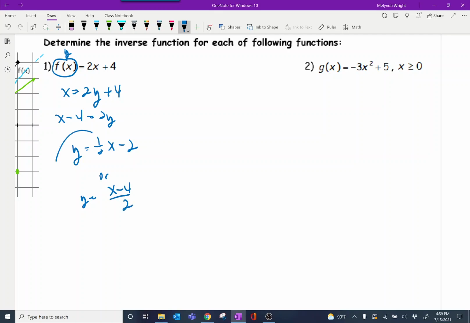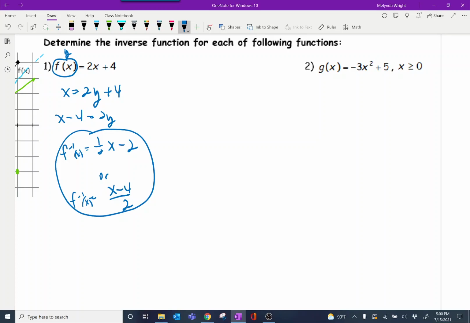Either of these is acceptable. Either of them is fine. Now, it's inverse, so typically what we would do is instead of writing y, we would write f negative 1 of x. So instead of writing y, we're going to write f negative 1 of x.